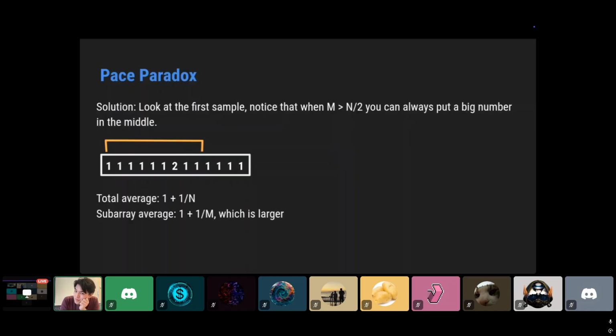And if you do the math, you'll find that the total average, in this case we only use ones and put a 2 in the middle, is 1 plus 1 over n, whereas the average of each of these subarrays is 1 plus 1 over m, and this is a bigger number. So yeah, this construction always works when m is bigger than half.